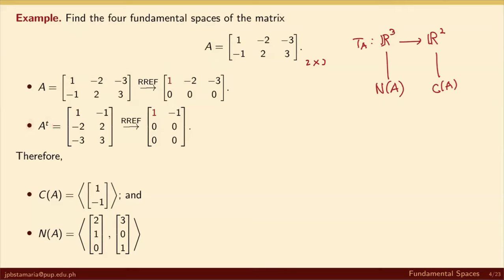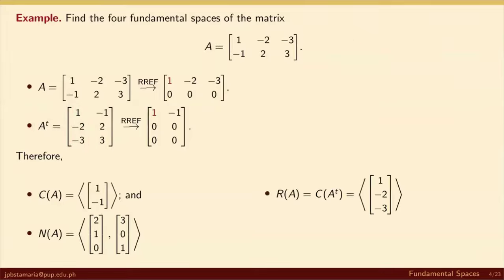Okay? Now, to get the other two spaces, we now look at the matrix A transpose. So what is now the row space of A? The row space of A is basically the column space of A transpose. So we look at the columns of this and we find a basis for the span of these vectors. By looking at the RREF, only the first column contains a pivot, meaning this is the only row that matters. The others will be redundant. So the row space of A, or the column space of A transpose, is basically the span of the first column, which is (1, -2, -3).